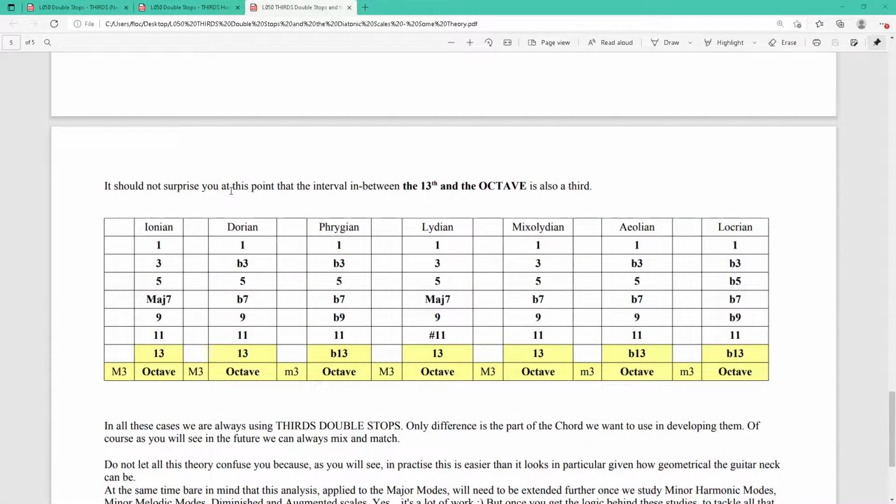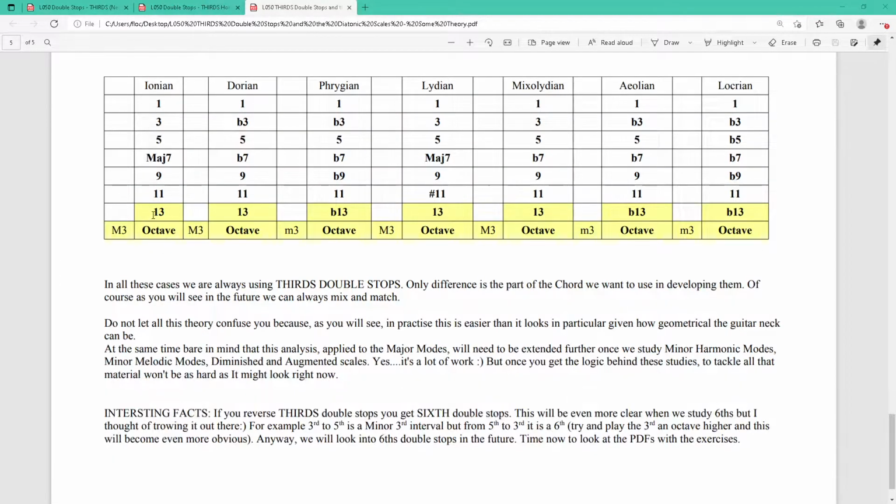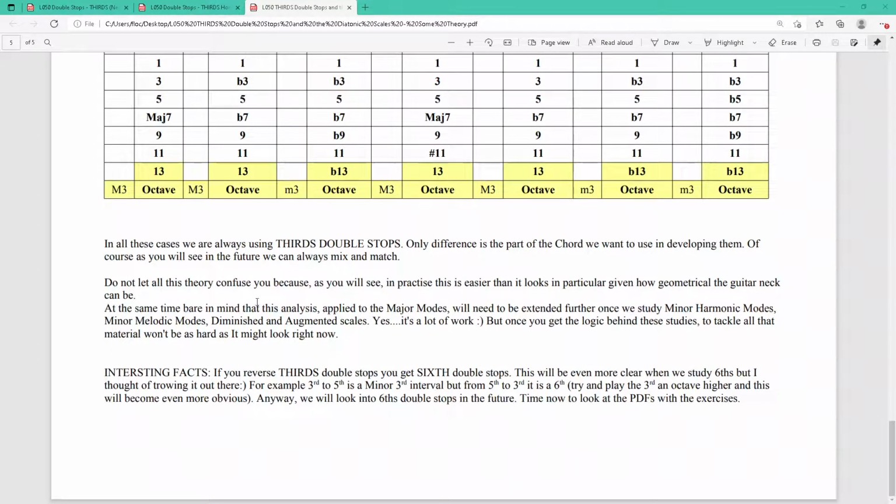So it should not be a surprise to you at this point that the interval in between third and the octave is also a third, okay? In this case, we're always using third double stops. The only difference is the part of the chord we want to use in developing them. Of course, as you will see in the future, we can always mix and match. Do not let this theory confuse you. As you will see in practice, this is used in licks in particular, given how geometrical the guitar neck is, etc., etc.